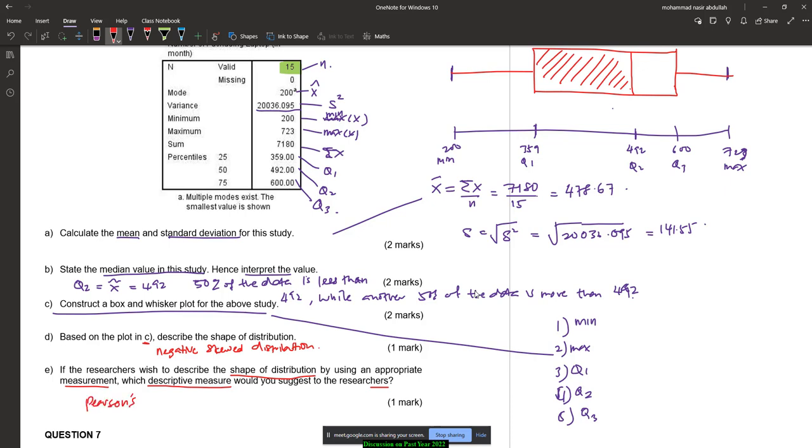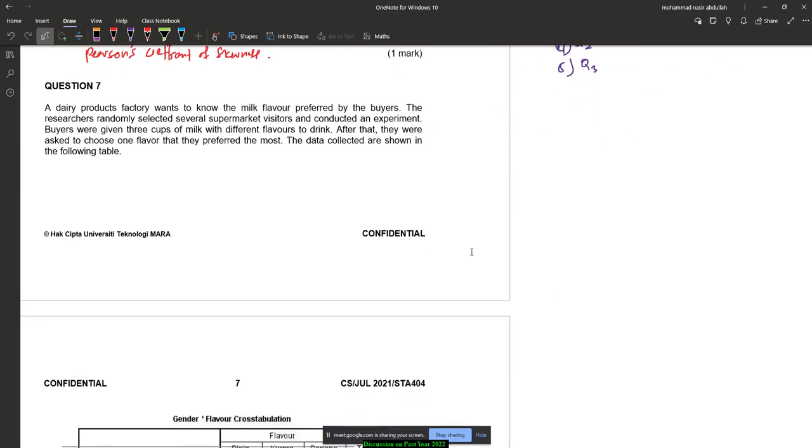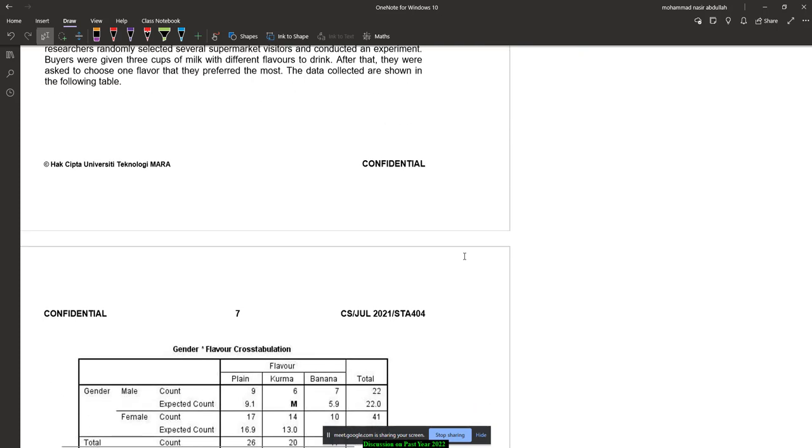Pearson coefficient of skewness. Right, so there are two formulas, remember? In chapter number 2 we have two formulas, using the median and using the mode. Right, so last question. Only 4 minutes left, very simple.